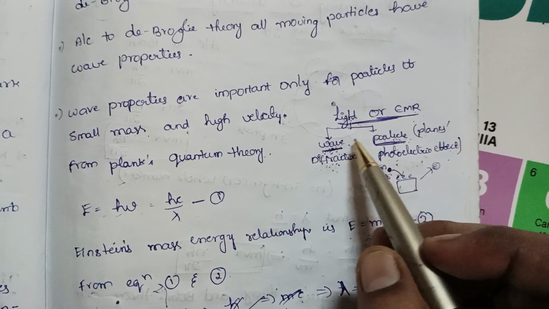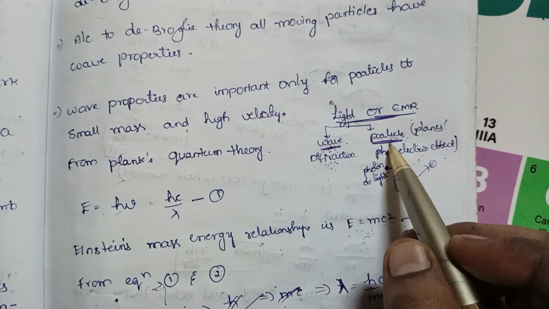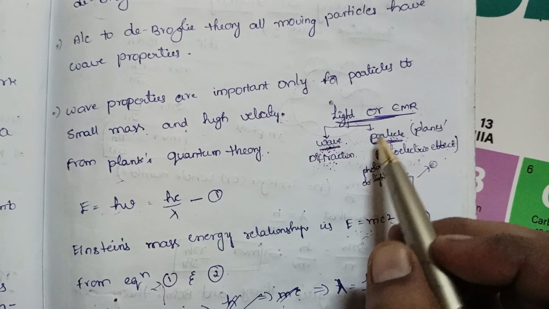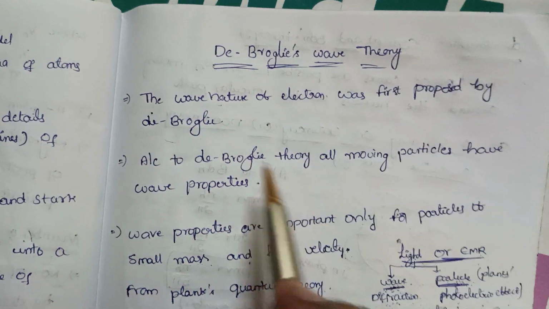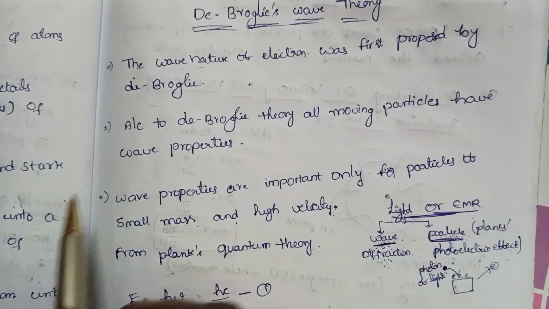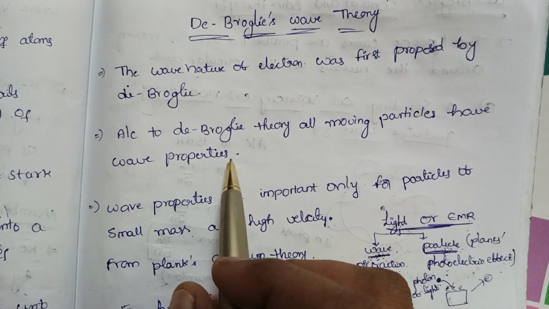De Broglie hypothesized that if light behaves like a particle, why can't a particle behave like a wave? Based on this, he gave a theory, that is de Broglie's wave theory. For the first time he proposed the wave nature of the electron. According to de Broglie's theory, all moving particles have wave properties.